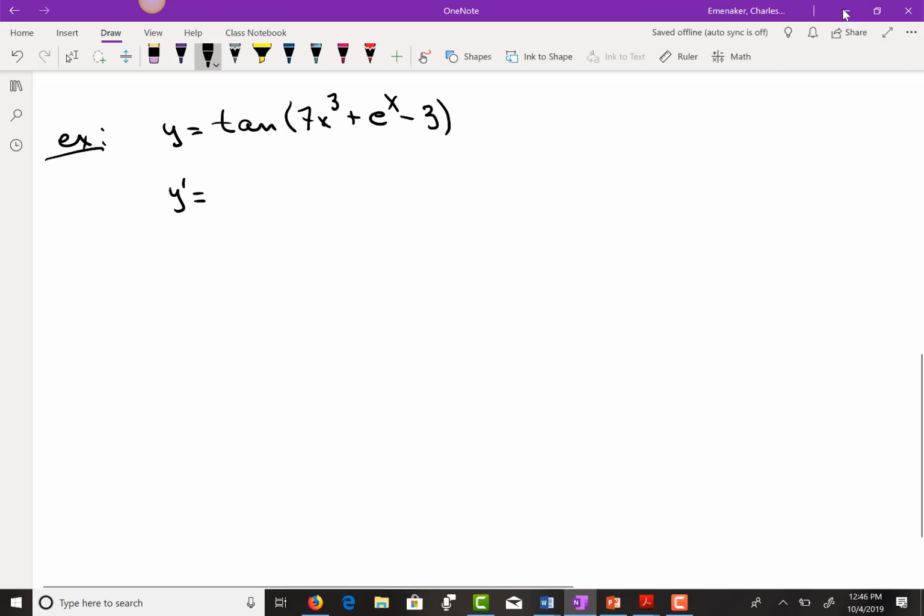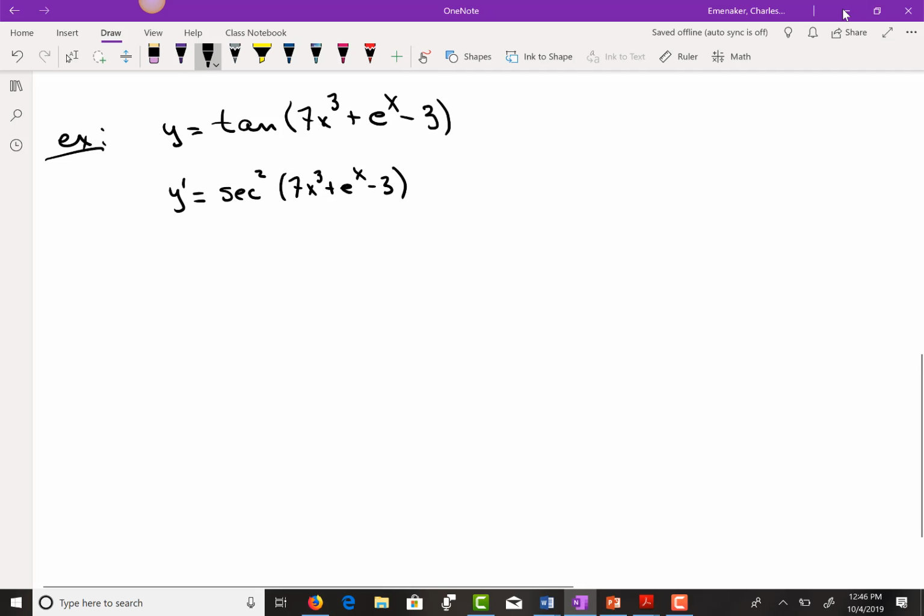This, once again, is a chain rule because you have an outside function being applied to an inside function. The outside function is what? Tangent. And the inside function is that 7x cubed stuff, isn't it? When you take the derivative of this, the derivative of tangent is going to be, what is the derivative of tangent? Secant squared. So we're going to get secant squared of this 7x cubed plus e to the x minus 3.